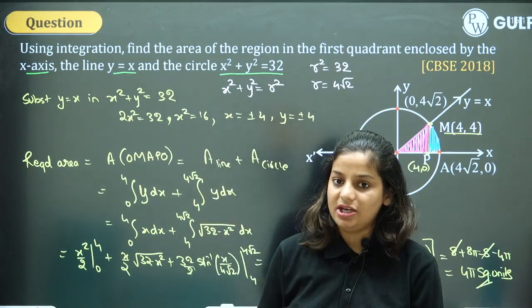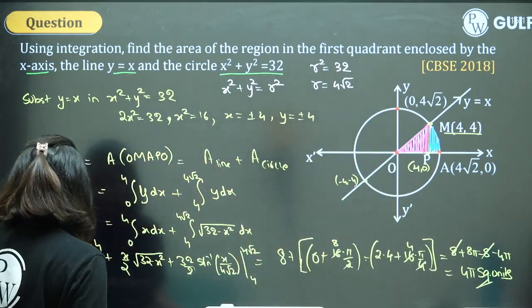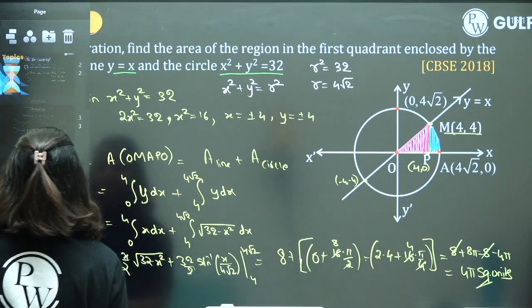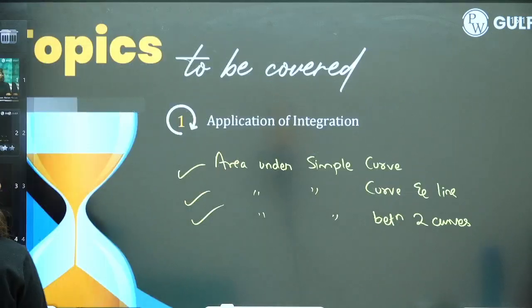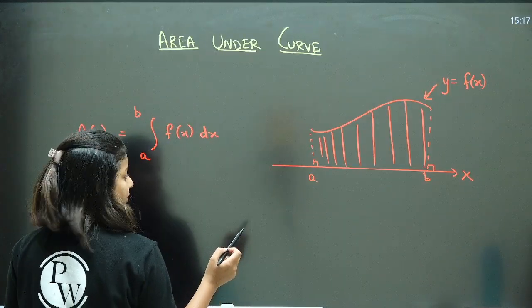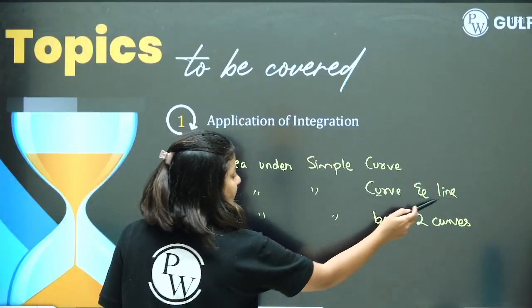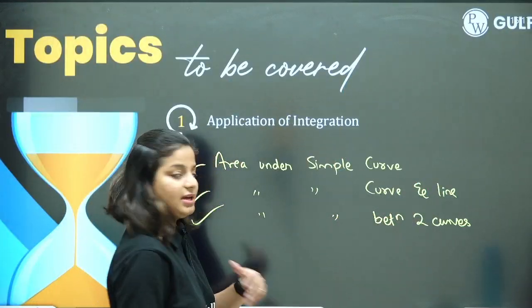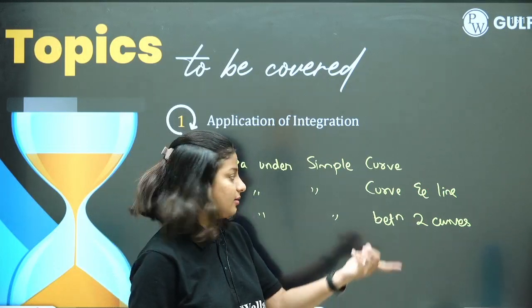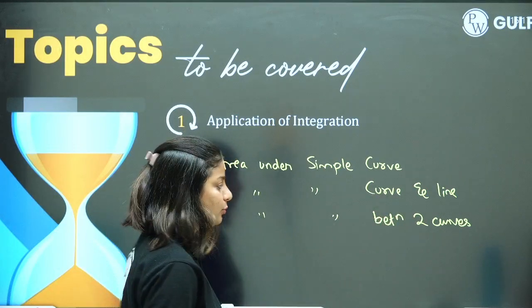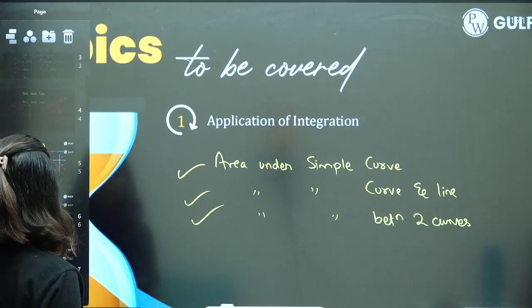Guys, I have directly jumped on to the second part. In the beginning, I told you there are three types: area under simple curve, area under curve and a line, and area between two curves. I directly started with curve and line, and now I'm going to go to between two curves.